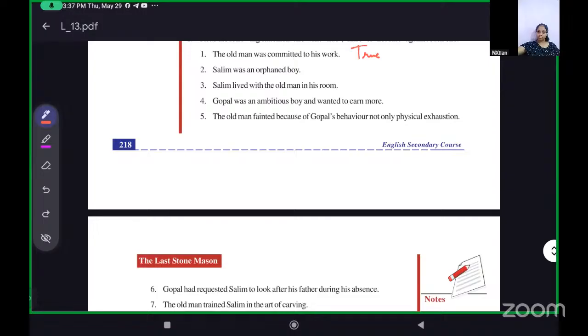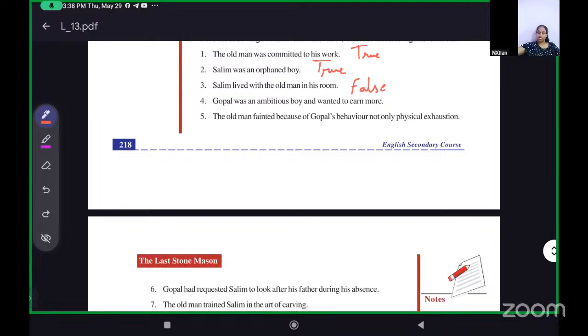Not sure. Ma'am, I wrote true. Is it mentioned, Edric, in the poem? That he was an orphan boy or not? Yes, the old man looked at the orphaned boy Salim and said, yeah. True. Next one. Salim lived with the old man in his room. Ma'am, false. False.